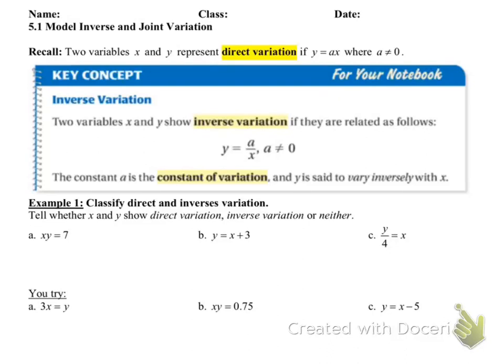Here are the notes for 5-1. Assuming you already know direct variation from Algebra 1, they're going to talk about inverse variation and joint variation.